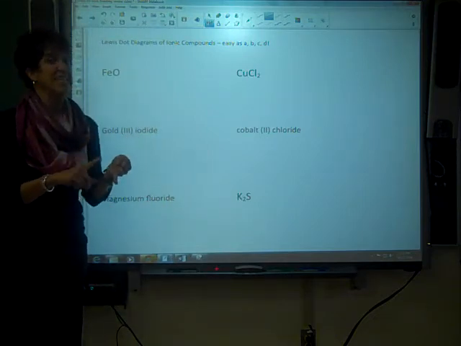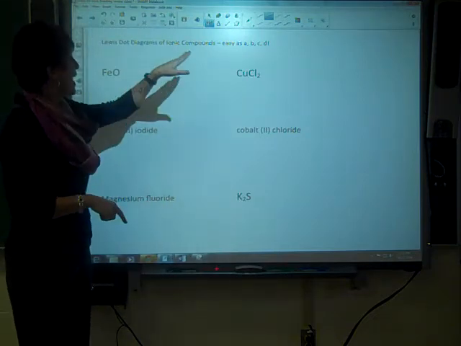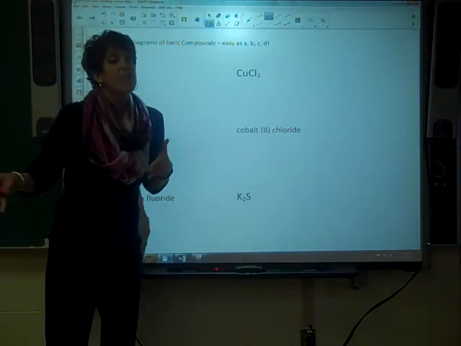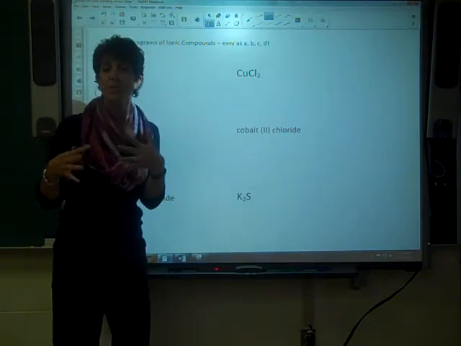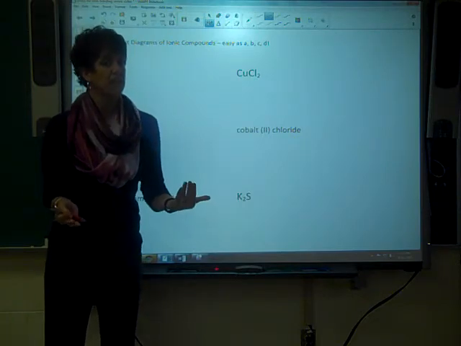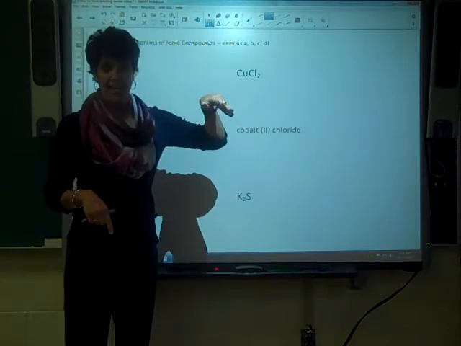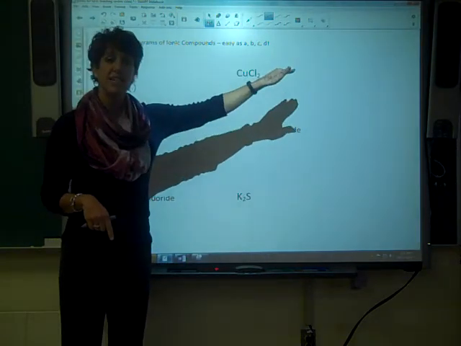I call this as easy as A, B, C, D. So A stands for atoms. Make sure you include all the atoms and separate the positives and negatives. You shouldn't line them up next to each other. A negative wouldn't like to be next to another negative. So spread them out. B for brackets, C for charges, D for dots.